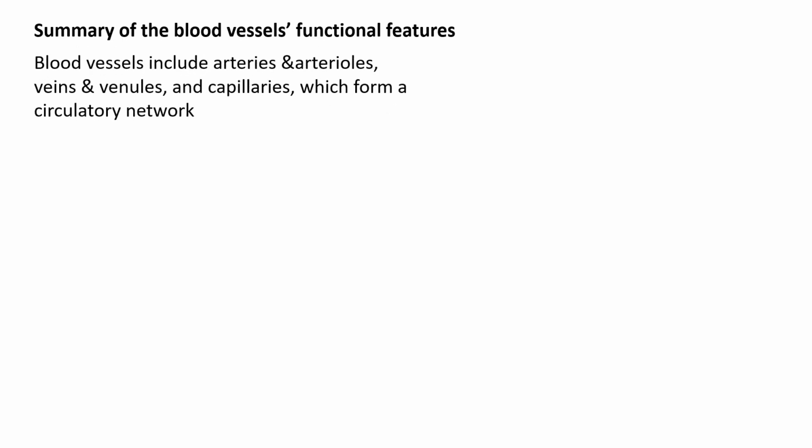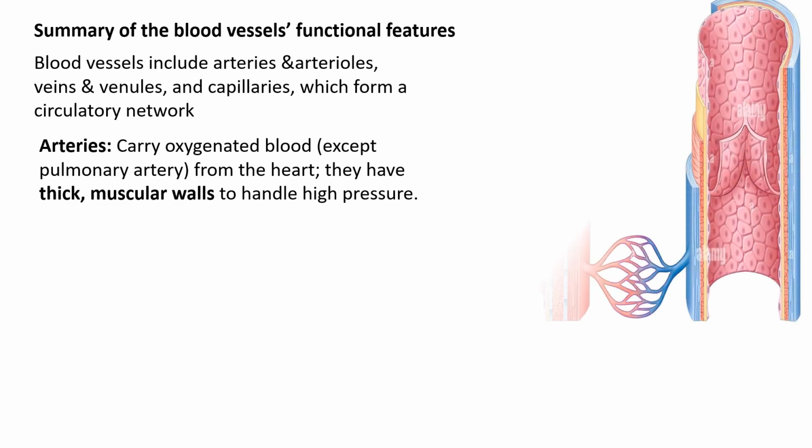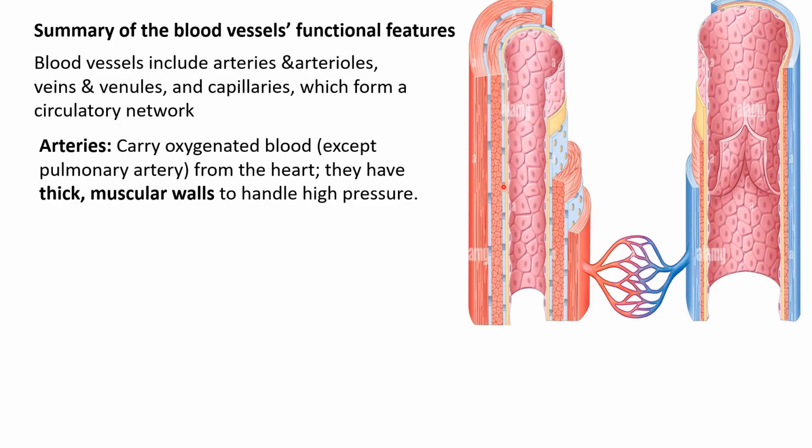Blood vessels include the arteries and arterioles, veins and venules, and the capillaries, which form a circulatory network. Arteries carry oxygenated blood from the heart, except the pulmonary artery. They have thick muscular walls to handle high pressure. And this is the thick muscular wall of an artery.